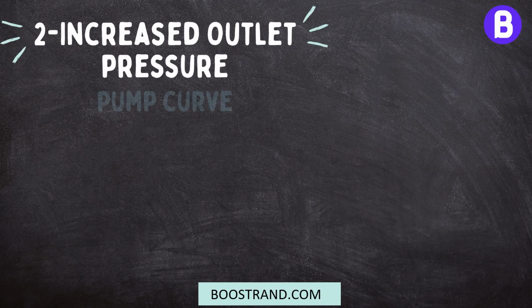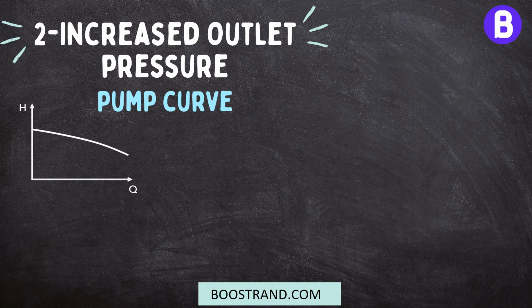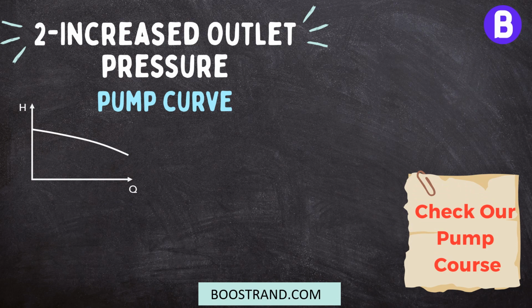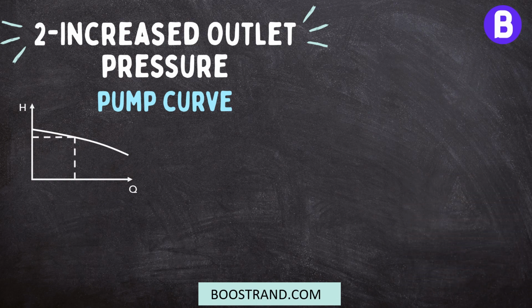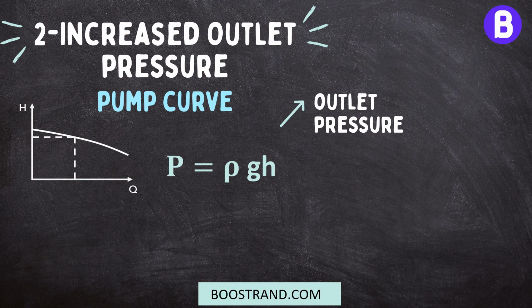The pump curve is a graphical representation of the pump's performance characteristics. It shows the relationship between the pump's flow rate and the head it generates. In our pumps course, we have talked in detail about different pump curve aspects. As the pump curve gives a fixed head at a specific flow, the outlet pump pressure shall increase as pressure is directly proportional to density at fixed head.